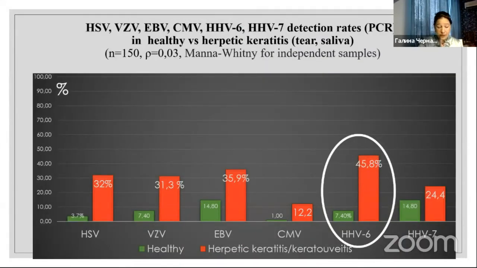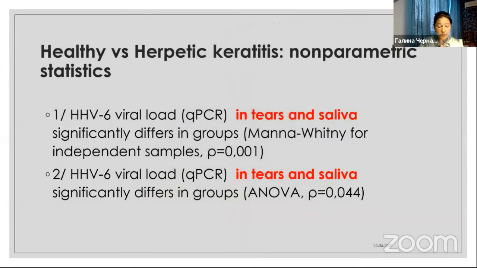Comparison of human herpes virus 6 detection rates in healthy people versus patients with herpetic keratitis shows a significant difference between these groups, 7.4% in healthy versus 45.8% in herpetic keratitis. Moreover, human herpes virus 6 viral load by quantitative PCR in tears and saliva significantly differs in these groups by Mann-Whitney for independent samples and by analysis of variations.